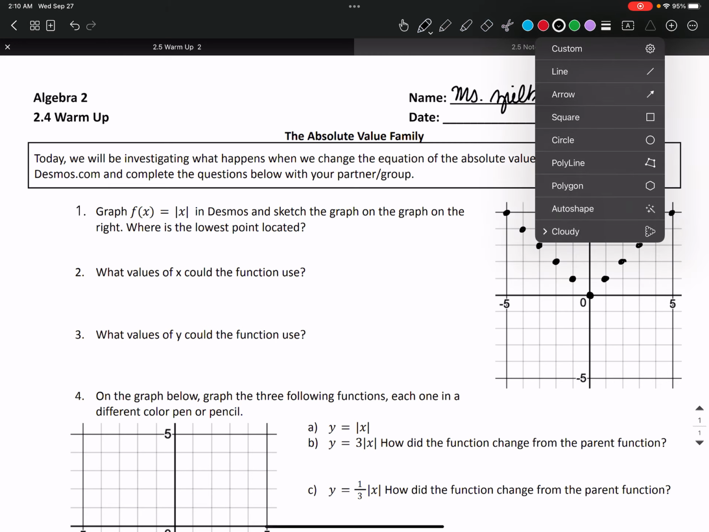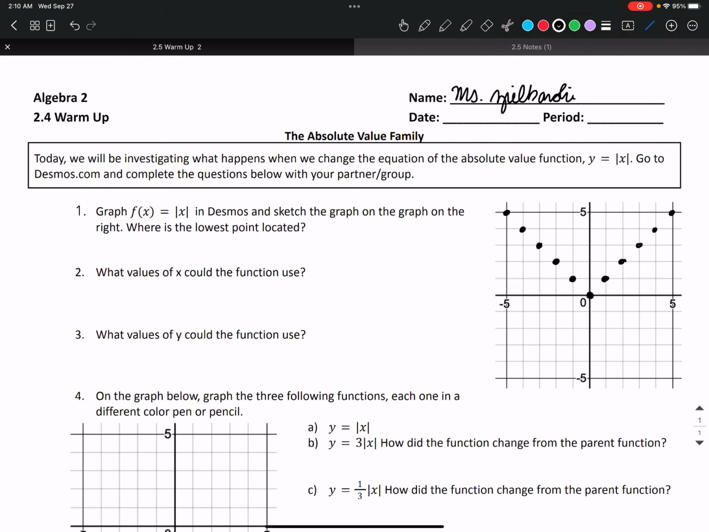And then I'm going to connect these, and I want it to be black. And then I'm going to connect these in a V shape, and it's going to look like this. Where is the lowest point located? It's the vertex, which is at 0, 0. This is the lowest point, and I call that my vertex.